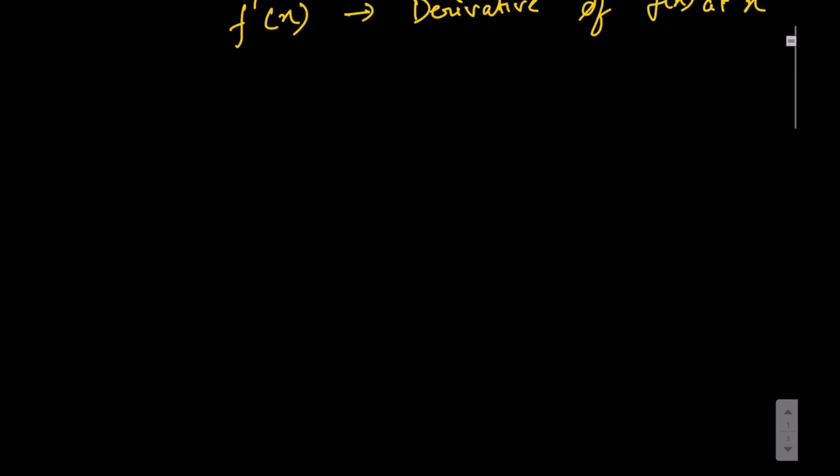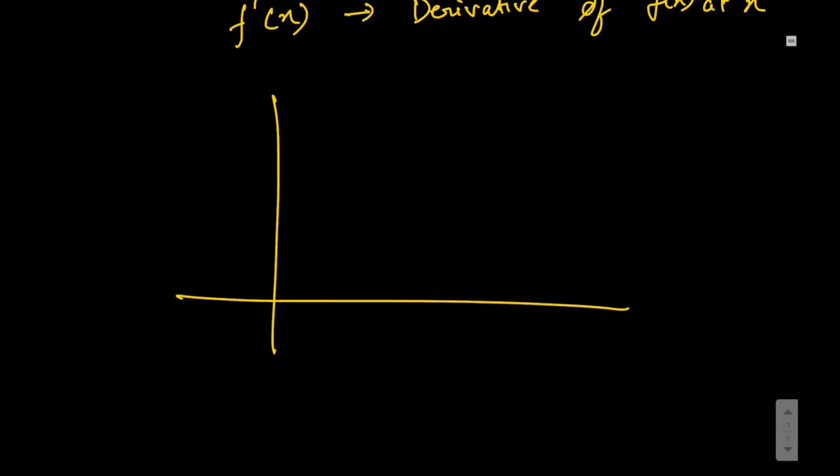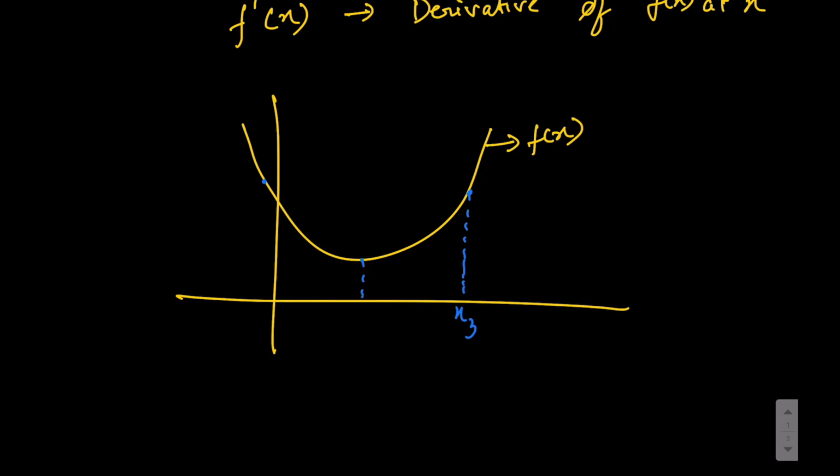So let's say if I have to give you an example, let's say I have some function which has a graph like this. So this is, let's say, my f of x. Now f dash x basically gives me the slope at various points. Let's say this is x3, this is x2, and this is x1. So if I am computing f dash x at this particular point, f dash x basically returns the slope at that particular point.